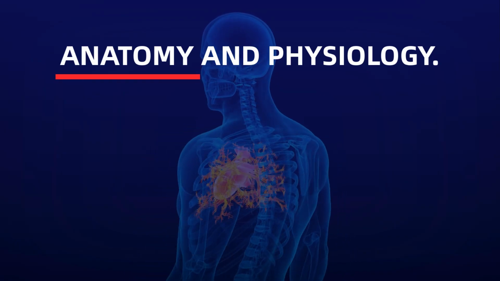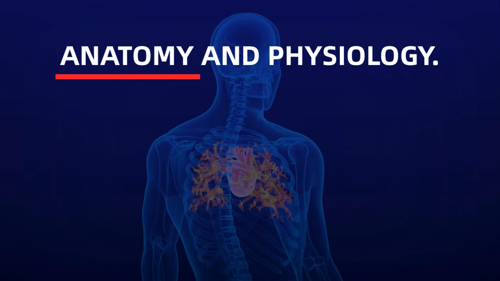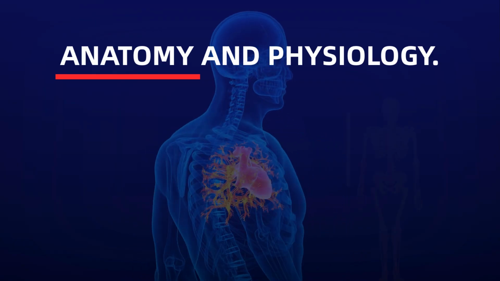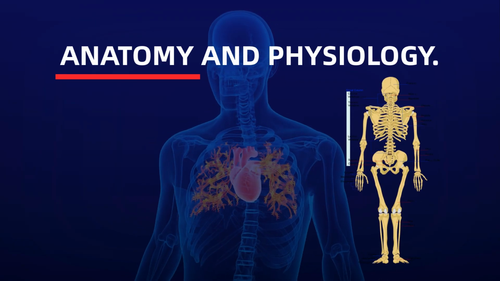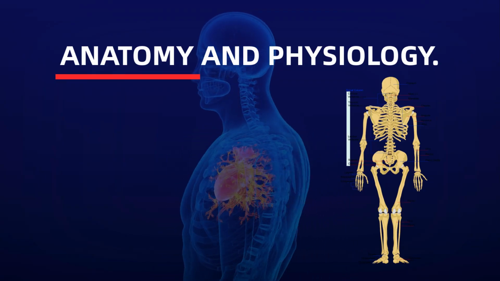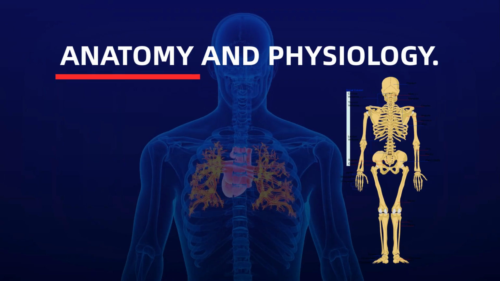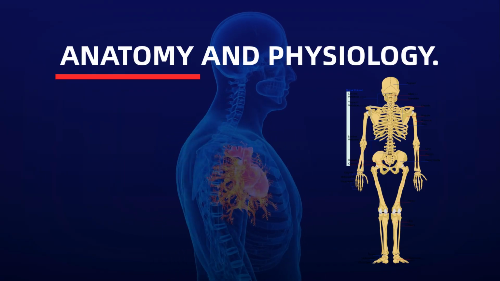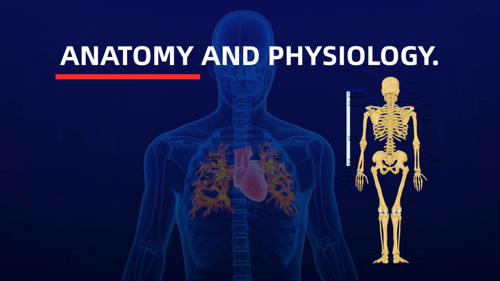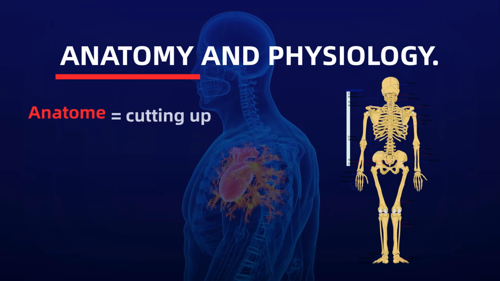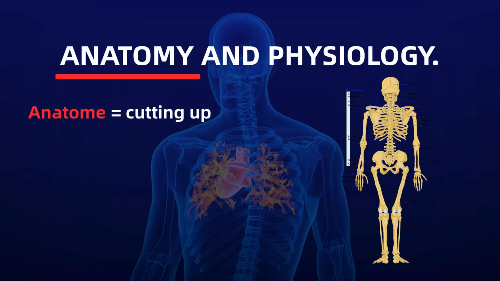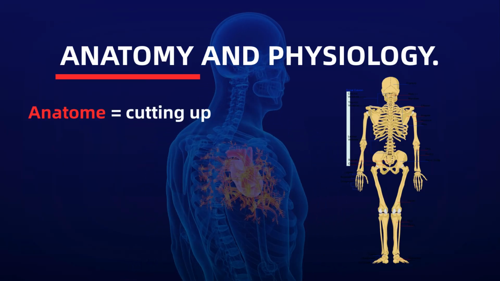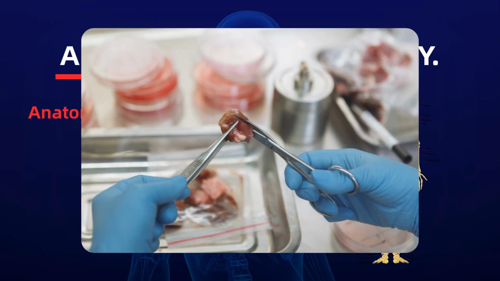Now, what is anatomy? Anatomy is the science that deals with the structure of the human body, what parts it has, how they are arranged, how they are connected. The word anatomy actually comes from the Greek word anatome, which means cutting up. In olden times, people learned anatomy by actually dissecting dead bodies to see what was inside.